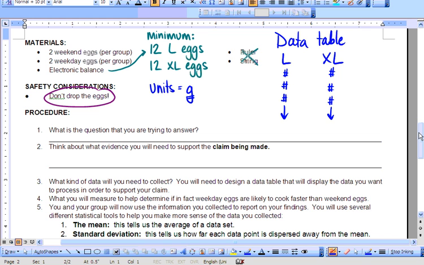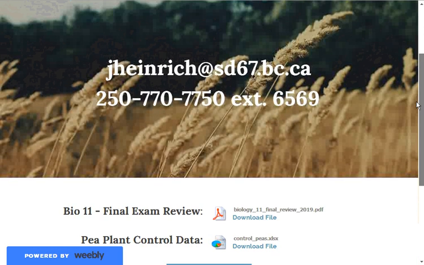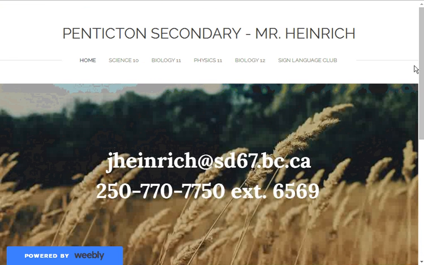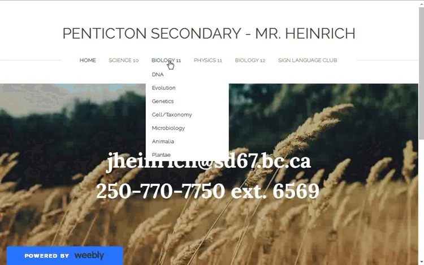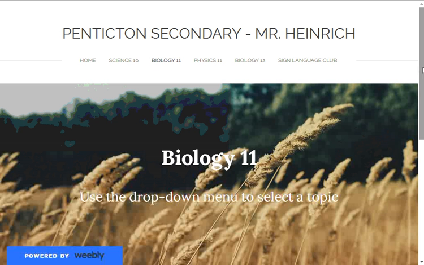So you're going to collect all that information. And then what you're going to do is head to the website, because I've got a link to a good online calculator that's going to do the stats for you. So if you go to the homepage for the course, which again we went to last day, and you've got that QR code on your course outline if you need to get there. If you click on Biology 11, but don't click any of the individual pages, hopefully you can get to this page.